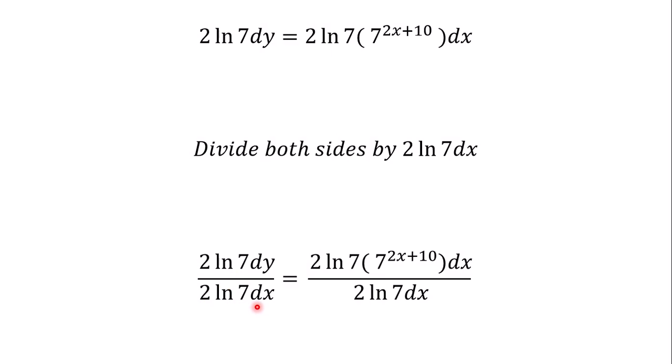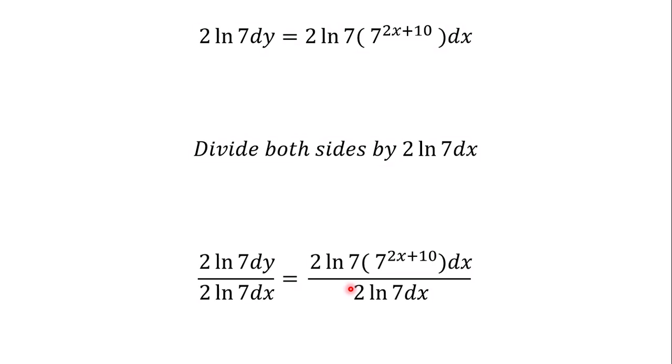Okay, so now that we have multiplied both sides by 2 ln 7 dx, let's see how this is going to help us get our dy over dx. Let's first look at the left hand side. 2 ln 7 dy divided by 2 ln 7 dy. You could see that this and this are the same, so they will cancel out and we are left with dy over dx.